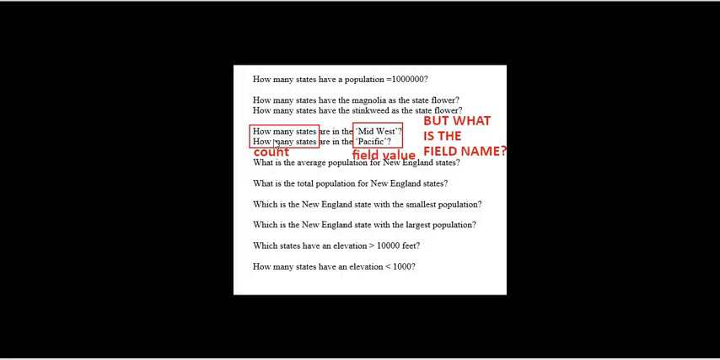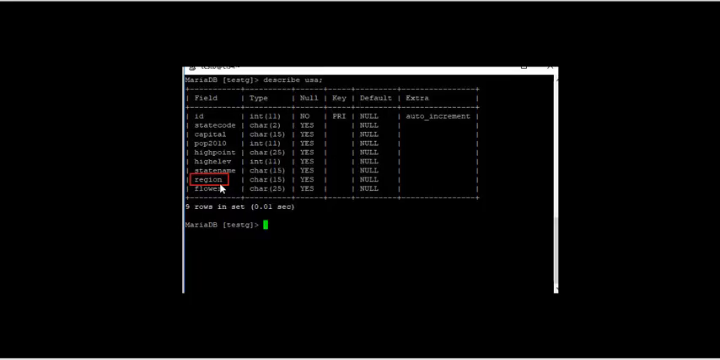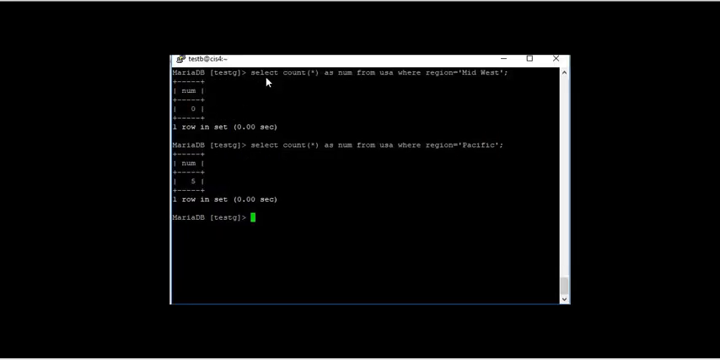So when we see how many states, we're thinking count. When we see the words like Midwest or Pacific, we're talking about field values. But what's the field name? We don't know yet, do we? We have to take a look at our data. That's where it's going to be region. So select count as num from USA, where region equals Midwest. Of course, the number is 0. Select count as num from USA, where region equals Pacific. The count is 5.